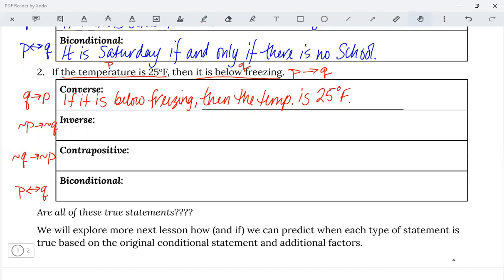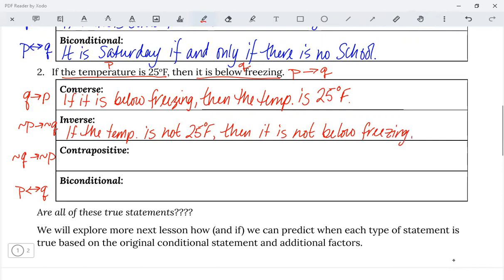Okay, inverse, throw a not in front of everything. So if the temp is not 25 degrees Fahrenheit, then it is not below freezing. Again, you could write that as, if you want, then it is above freezing, because that is the opposite idea. However, when I write these, I tend to just throw a not in front, because then I don't have to worry so much about the vocabulary, but I can see very easily whether I have a not or if I don't.